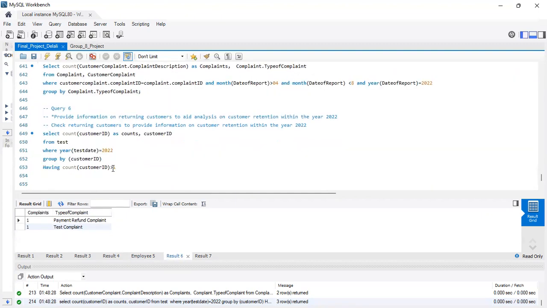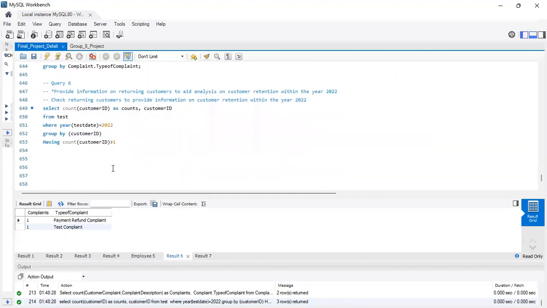The final query is to check the number of customers who returned in 2022. The final functionality was to provide information on returning customers to aid analysis on customer retention within the year 2022. And so from the output, we can see that the various customers returned twice within the year.